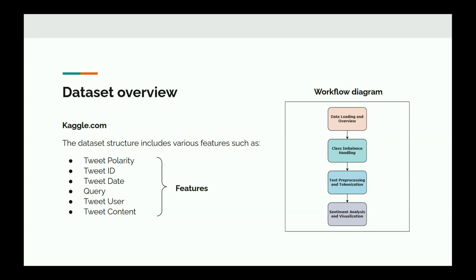Query: if there's a query, there is a query. If there's no query, then it is assigned no query. Tweet user is the actual user that posted the tweet, and tweet content is the most important part, the actual content of the tweet that is posted by the user.